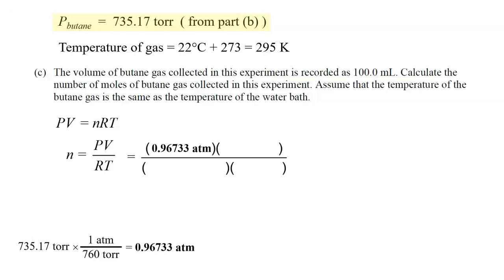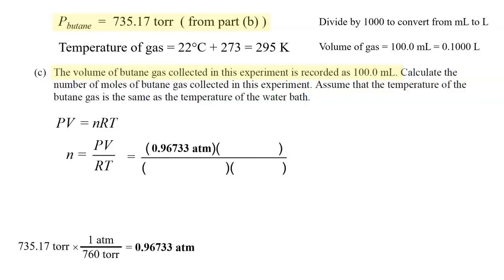Now for the volume, they told us that the volume is 100.0 milliliters. Remember that when you go from milliliters to liters, you divide by 1,000. So 100 divided by 1,000 gives us a value of 0.1 liters, and I'm using all 4 of the significant figures in that calculation. The ideal gas constant is 0.08206. The units of the ideal gas constant are liters atmospheres per mole per Kelvin. And the temperature of the gas we have already calculated is 295 Kelvin.